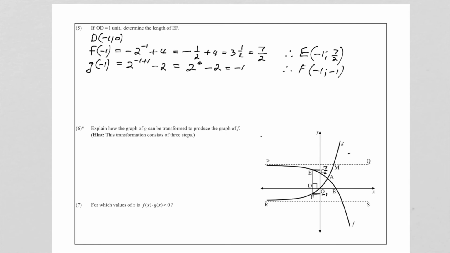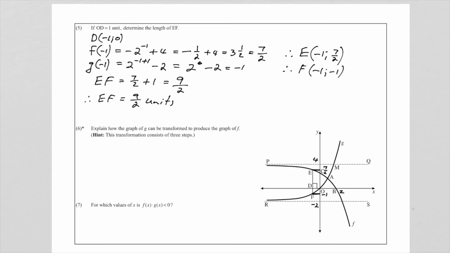Now again, we want a length. We want the length of EF. Now to get the length of EF, we need to take this distance plus that one. This one is 7/2 or 3.5. And this one, the position is -1, but the length is 1. So we're going to add those two. So we're going to say that it is 7/2 plus 1, and 1 is the same as 2/2.